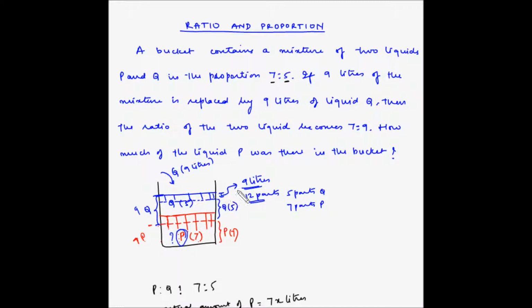Now 9 liters of mixture is taken away from this bucket. So now we have to find out how much of P is remaining and how much of Q is remaining. So when we take out the 9 liters, how much of Q did we take out and how much of P did we take out? So in this 9 liters, again the ratio of P to Q is going to be the same, which is 7:5.